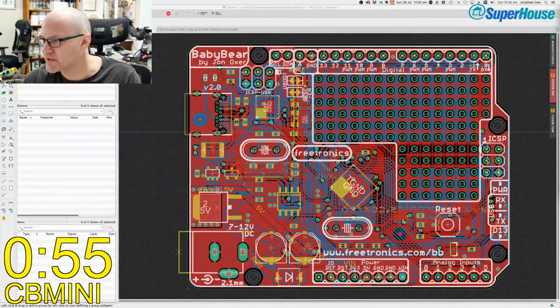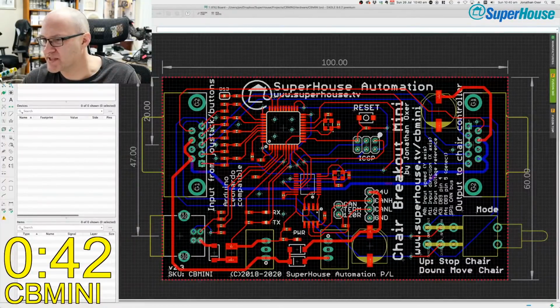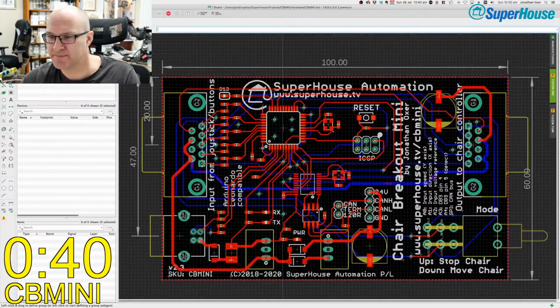CB Mini. Come on, I've got to find this one. Oh, that's in the other folder. AQS CB. This is the Chair Breakout Mini. What I really should do is have it set up so that it automates opening the files.